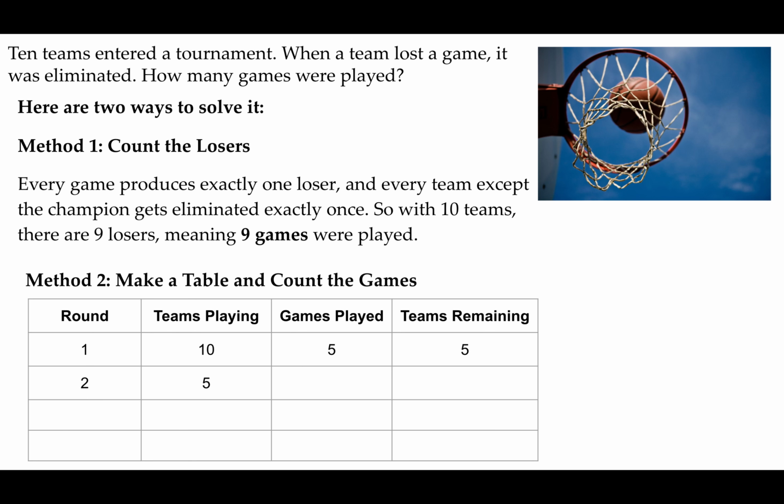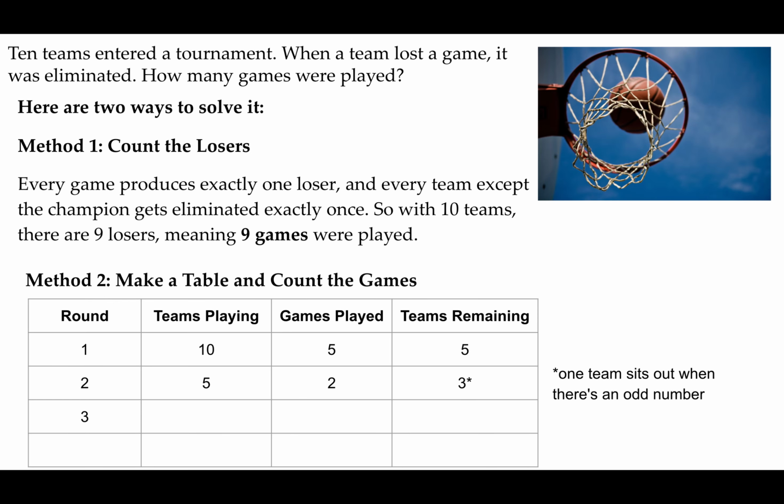So round 2, the teams playing is 5. The number of games played is just 2. And notice I have 3 remaining because we have an odd number, so 1 team sits out. Then for round 3, we would have 2 teams playing, 1 game played, and the teams remaining is 2. Remember, we have the 1 left from over here. Now we have round 4. Again, 2 teams playing, 1 game played, and there's going to be 1 champion.